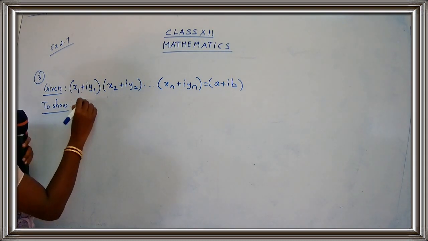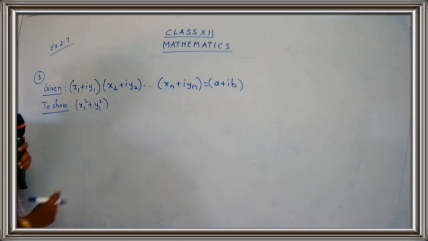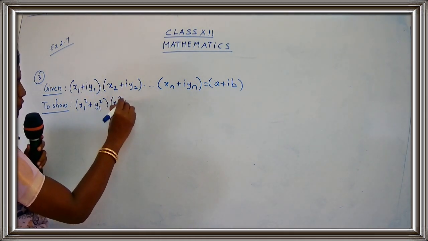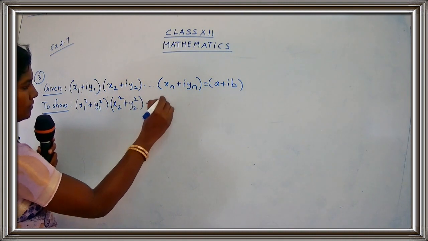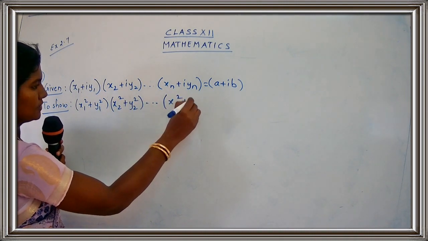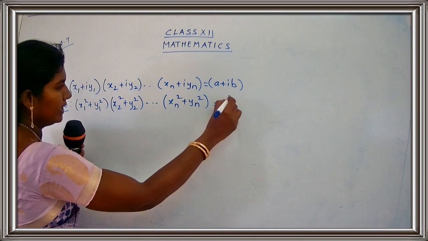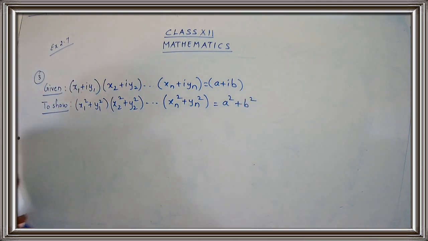x1 square plus y1 square, x2 square plus y2 square, xn square plus yn square is equal to a square plus b square. This is what we have to show. So we have taken the given part and also we have taken the to show part. Everyone, you have to write down the question separately. This is for the solution part. So take the given part and take the to show part.